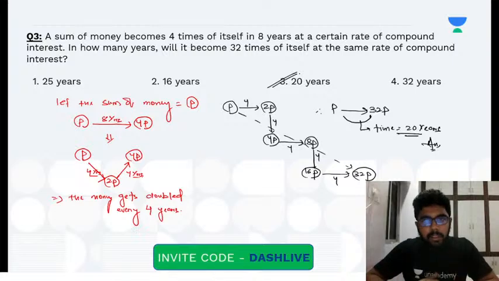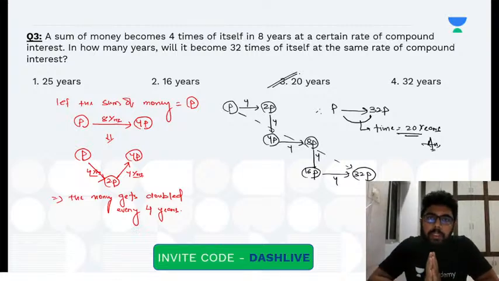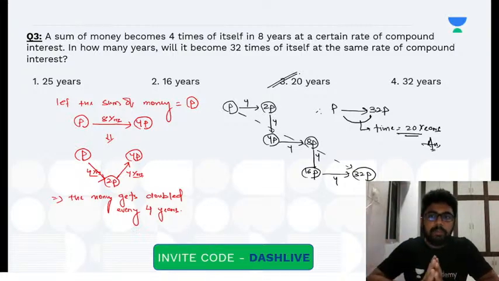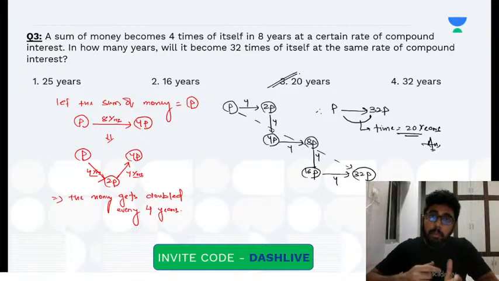Now, why does P become 4 times? Because interest is added. But here it is talking about compound interest, and in compound interest the ratio of amount in consecutive years is constant. Or I can make sense of it this way: simple interest grows in a linear way, because every year the same interest will be added. But in the case of compound interest, the amount will be multiplied in a similar way. Every year a similar factor is multiplied, which we call the compounding factor.